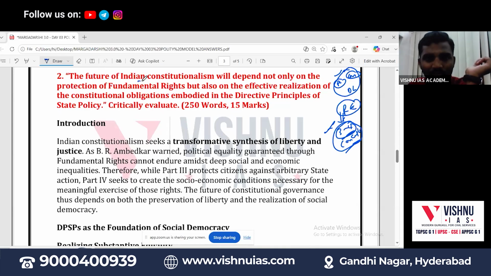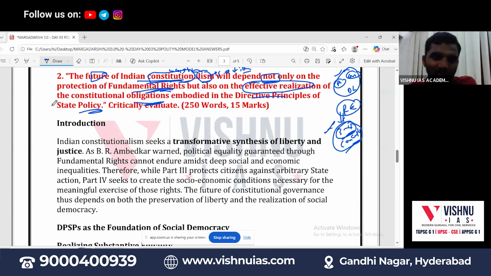Listen to me carefully. The future of Indian constitutionalism. Ism, what is meant by ism? A set of ideas. Any set of ideas is called an ism. So constitutionalism means all the ideas which are related to the constitution, that means liberty, equality, justice, fraternity. Now the future of these values will depend not only on the protection of fundamental rights, but also on the effective realization of the constitutional obligations which are embedded in the DPSPs.